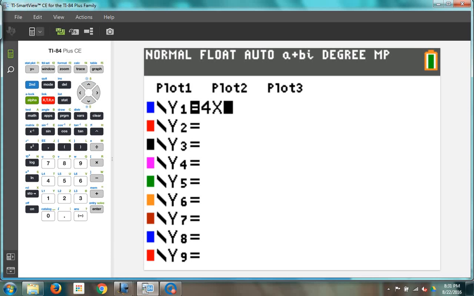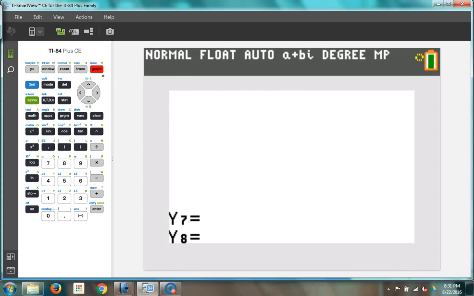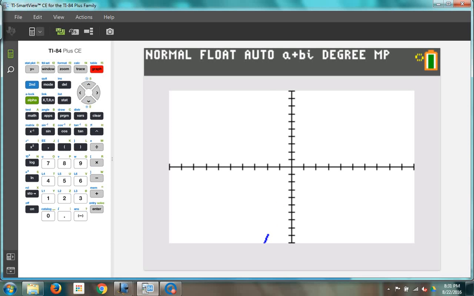Put it there because it's used a lot. Okay, 4x minus 1. And if I hit graph with my calculator, it's going to draw me that line, which is really nice. So I know that I got the right picture. It's kind of where that's at.